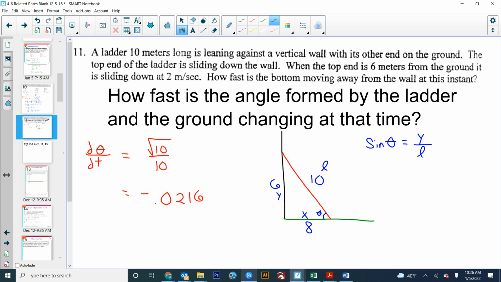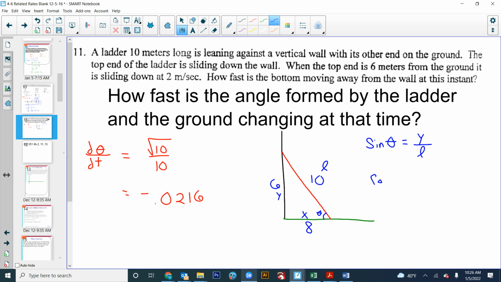Why couldn't I put 6 over 10? Because it's changing. If you put 6 over 10, that's a geometry problem. You're only finding the angle at that instant. You can't find a rate of change because you haven't allowed for any calculus, any derivative. Do you agree with that? Okay. I have to call it Y over L.